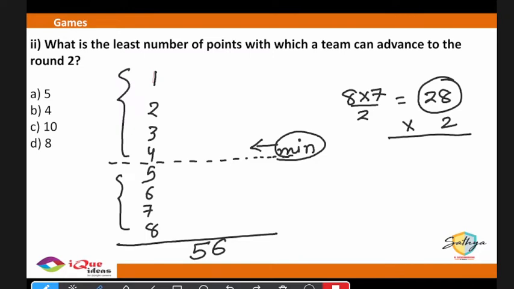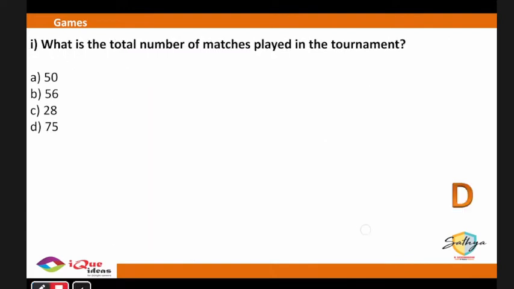Okay, so now what is the minimum score that team 4 could have got? And I'll show you the rules once again.